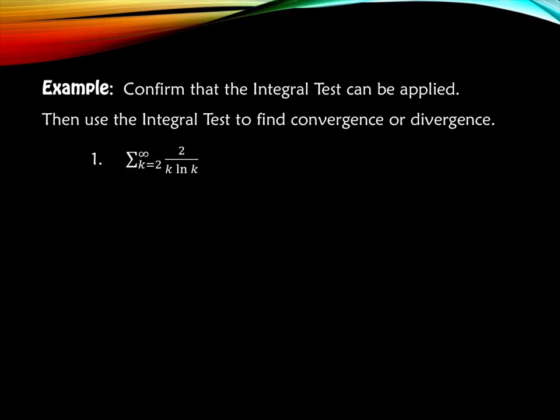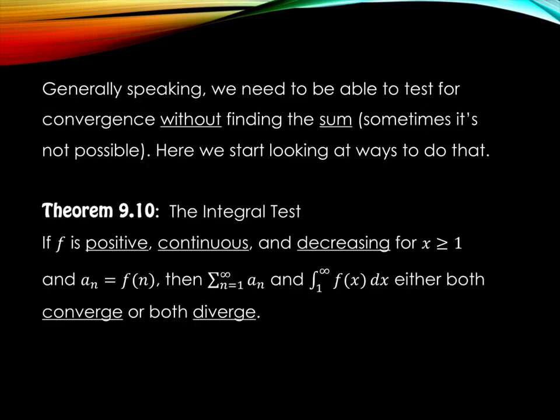Okay, so we're going to take this series, and we're going to find the related function. So we're going to consider the function f of x equals 2 over x ln x. This is a related function. So we have to check and make sure that this function meets the criterion. If you flip over here, we'll remind ourselves it needs to be positive, it needs to be continuous, and it needs to be decreasing. Those are our three tests.